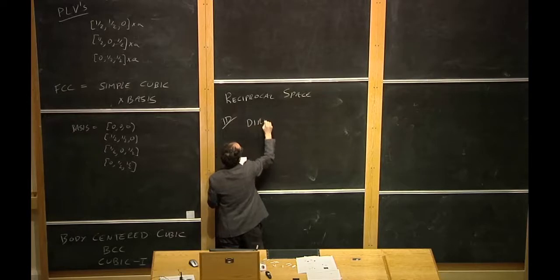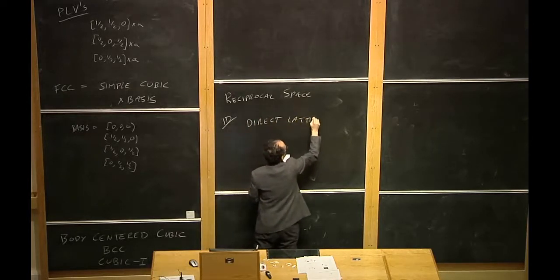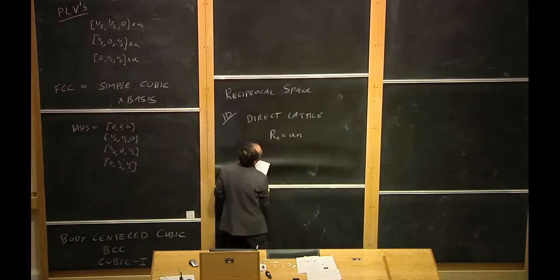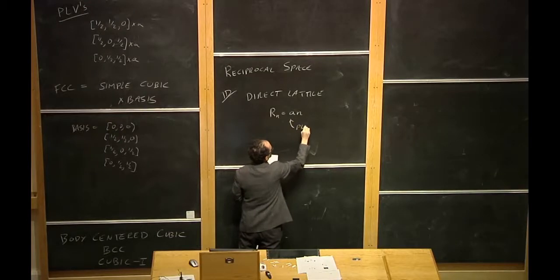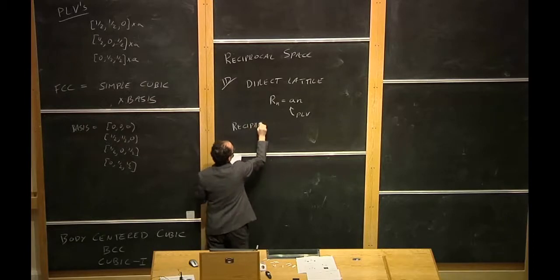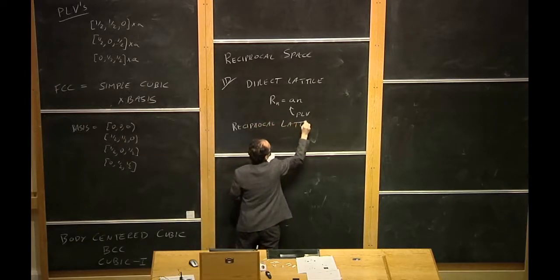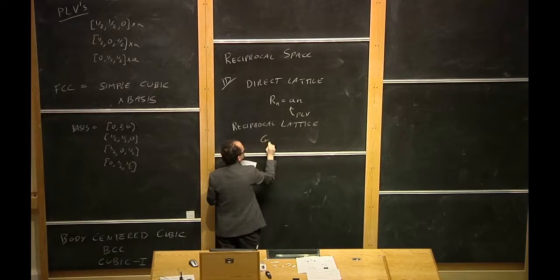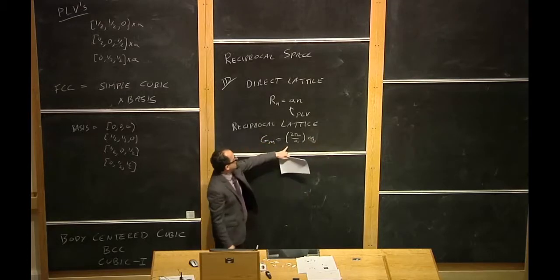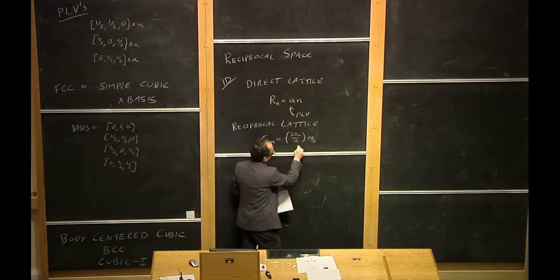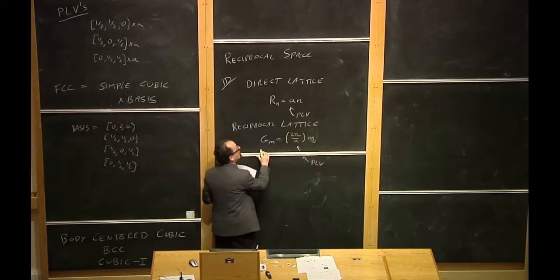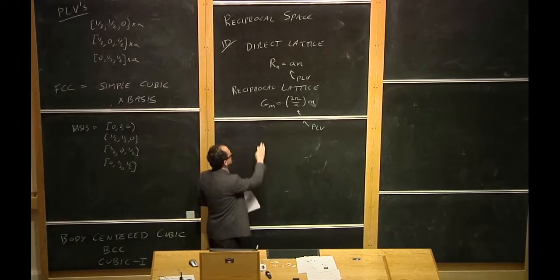Well, in 1 dimension, we had a direct lattice of the form r_n equals a times n. n was the integer. a was the primitive lattice vector, PLV. And then from direct space, we have the reciprocal lattice, which we can write as g_m equals 2 pi over a times m. Now here, 2 pi over a is the primitive lattice vector for the reciprocal lattice.